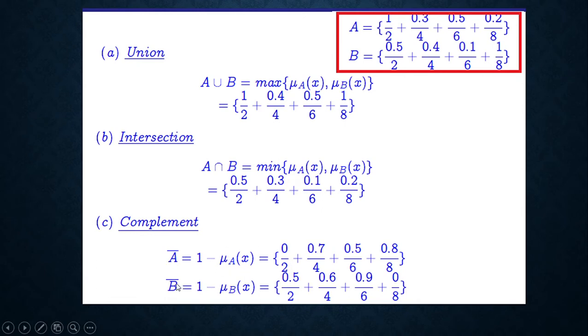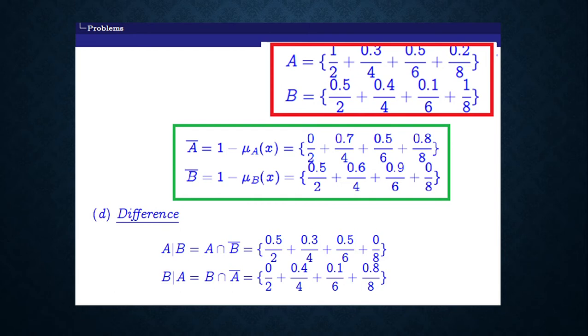Similarly, you can apply the same for B. That is, B complement is equal to 1 minus membership of B of x. Here, for the first element, the membership value is 0.5, so 1 minus 0.5 is 0.5 itself. For element 4, it is 1 minus 0.4, which is 0.6. For element 6, it is 1 minus 0.1, which is 0.9. And for element 8, it is 1 minus 1, which is equal to 0. The resultant solution is given here.